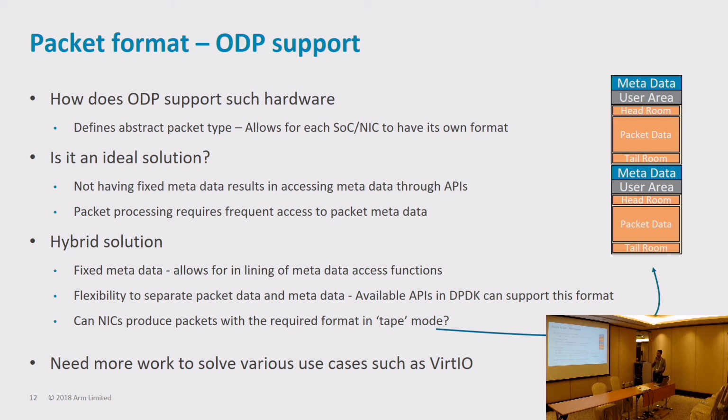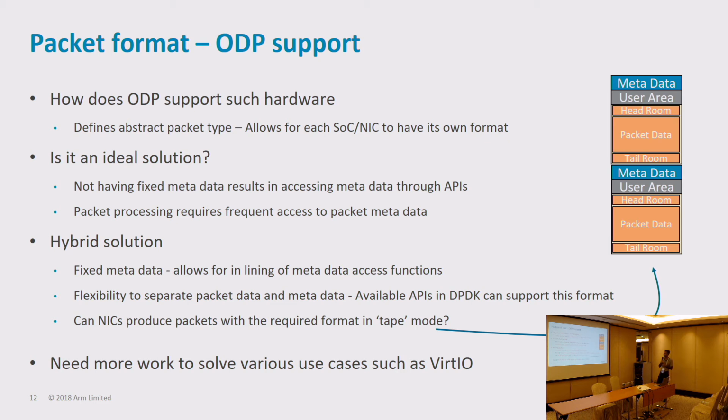We have seen that not having fixed metadata results in us writing APIs to access the metadata. And depending on your application needs, we might not be able to inline those APIs. So we would incur extra CPU cycles in order to access the metadata. And packet processing requires frequent access to the packet metadata. What it means is you are going to call these APIs again and again and again.